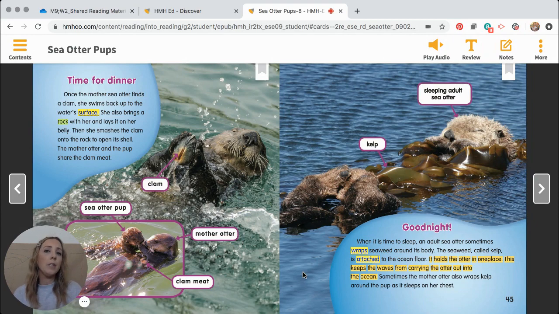I want you to make an inference here. What does that prevent? Why wouldn't it be very helpful for a sea otter to float out into the middle of the ocean? What could happen that might be dangerous or prevent them from surviving? You might have said something like, there are other predators in the ocean that might use the sea otter as prey, and those predators may be found in the middle of the ocean. And so if the sea otters float into the middle of the ocean, they might be in danger from some of those other predators. Okay, let's keep reading.